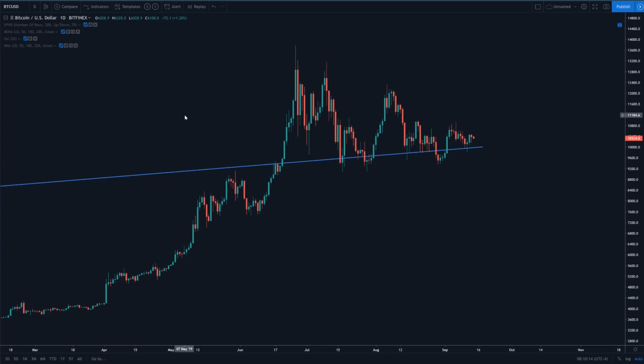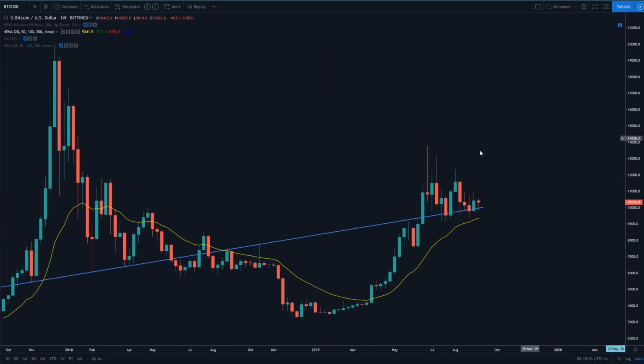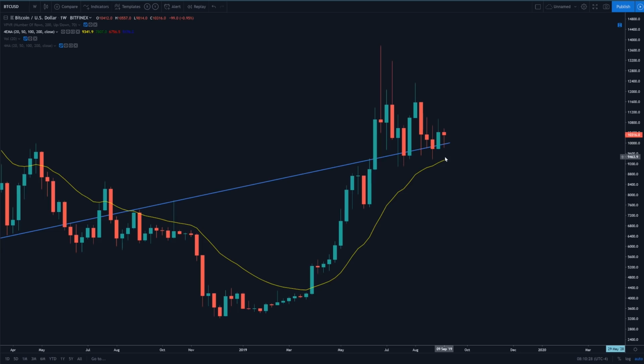With all of that said, guys, this uptrend of support and resistance is not the only reason that I think that we're about to start going higher again. It would also have to do with the fact that Bitcoin has come down and started to test a zone around the 20 EMA.